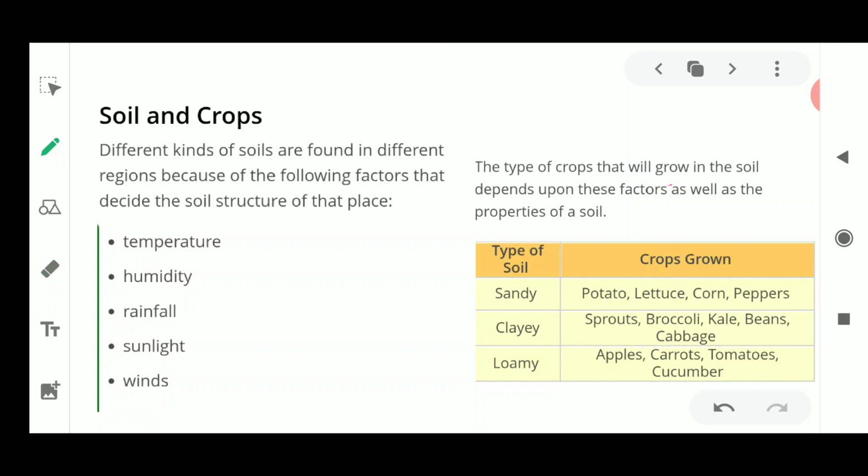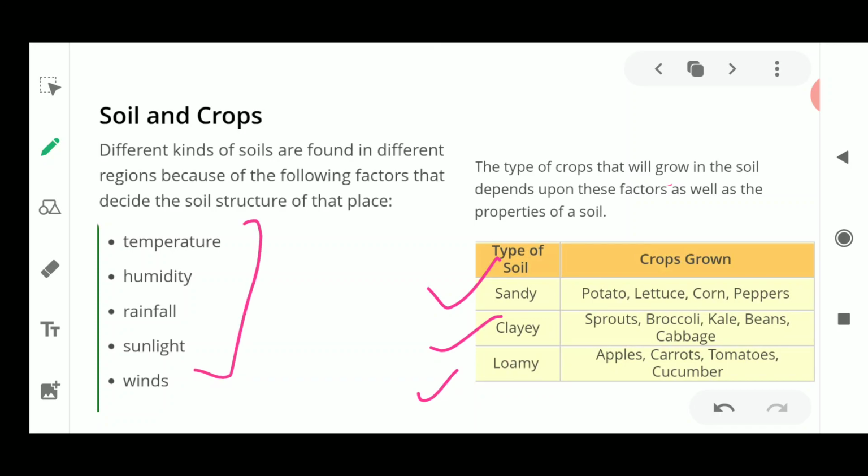Now different kinds of soil are found in different regions, as we discussed: sandy soil, clay soil and loamy soil. These three are the basic types of soil, and we also saw that soil has different colors like red, black and brown, because of the various minerals present in these soil types. Why are different types of soil found? Because of factors which decide the structure of the soil, what kind of particles it will have, and what kind of color and texture the soil might have.